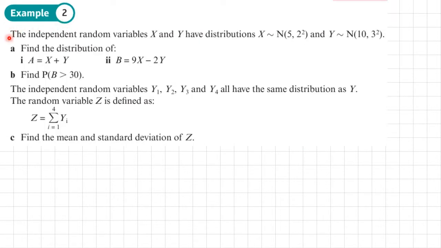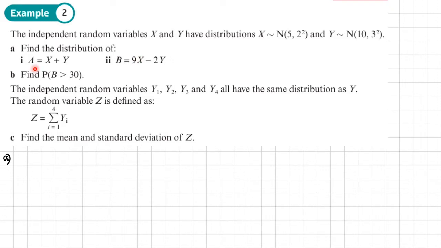Example 2. The independent random variables x and y have distributions x, which is a normal distribution with mean 5, variance 2 squared, and y, again normally distributed, mean 10 and variance 3 squared. And in part A, what we need to do is to find the distributions first of all of A, which is x plus y, and B, which is 9x minus 2y.